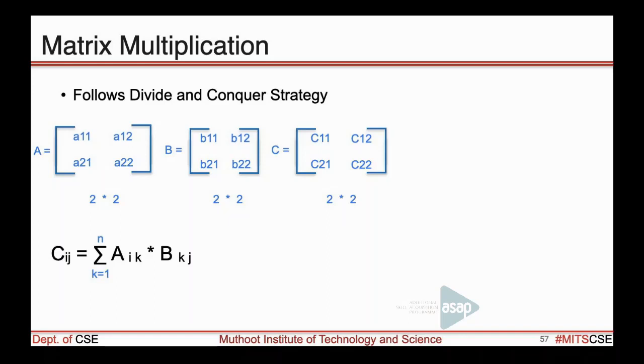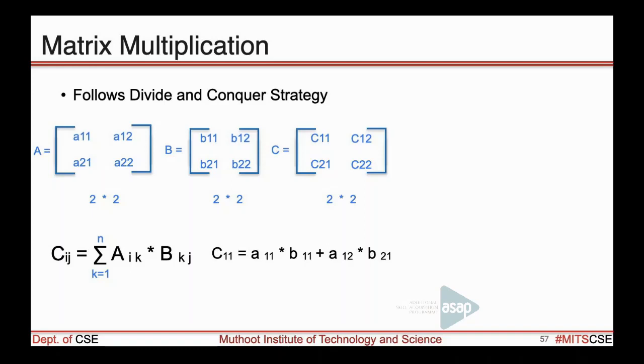We can write a general equation. Cij equal to sigma k equal to 1 to n, where n means column of first, that is 2, of Aik into Bkj. Okay, using this equation, we can get the formula for finding all the 4 elements in the resultant matrix.